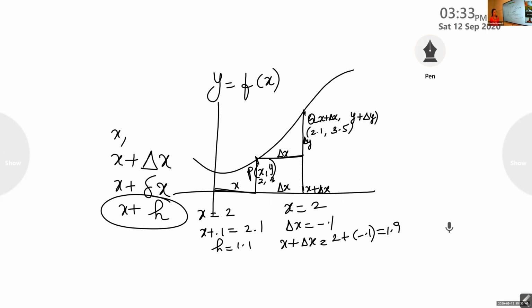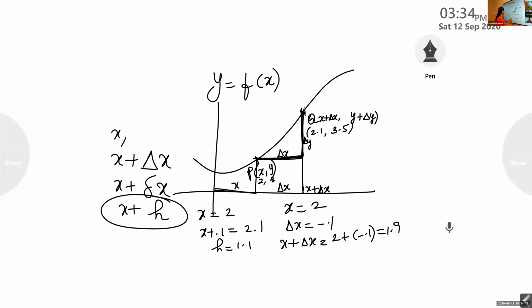Is it okay up to this? Is it clear, children? Up to this is 2 and this is 2.1, so it will be this distance, this 0.1. Same way here it is x comma y, so up to this it is y. It will be this length, it is delta y. Similarly here it is x, this is x plus delta x, so this distance will be delta x. So this distance is delta x and this distance is delta y.